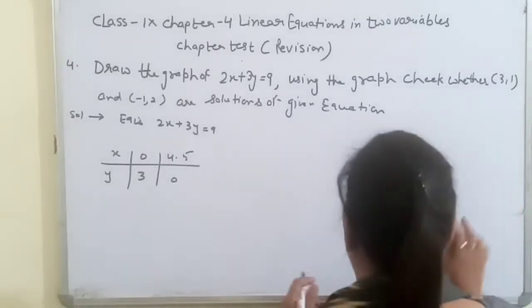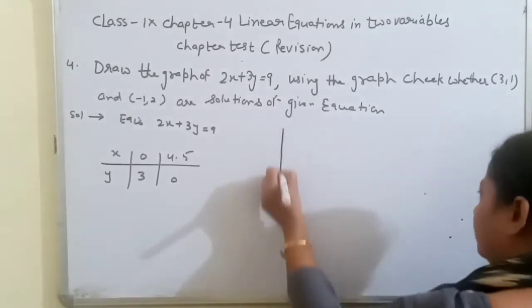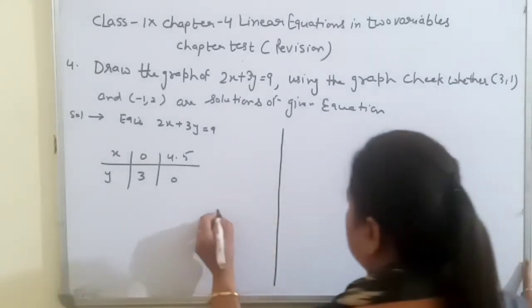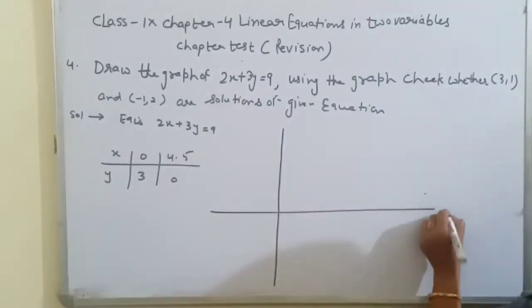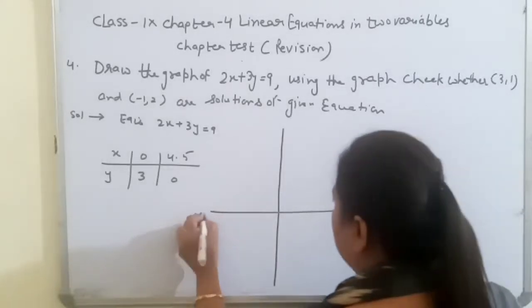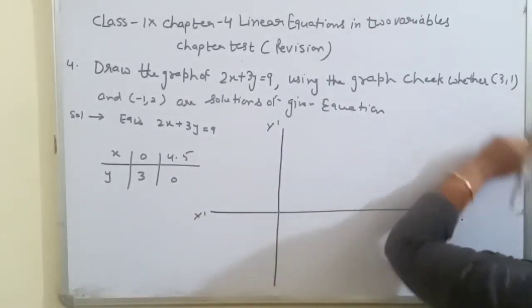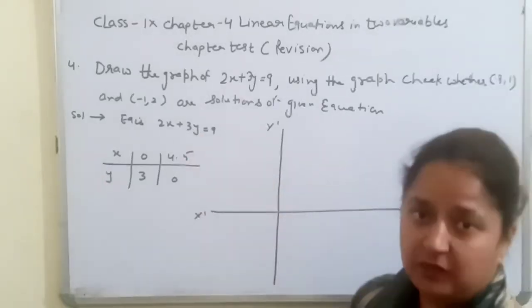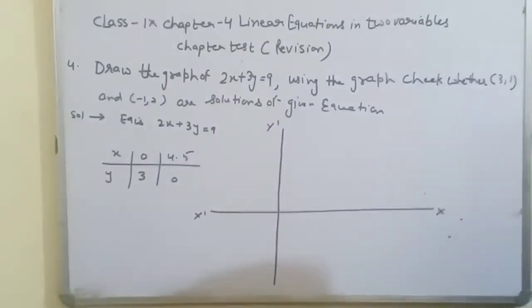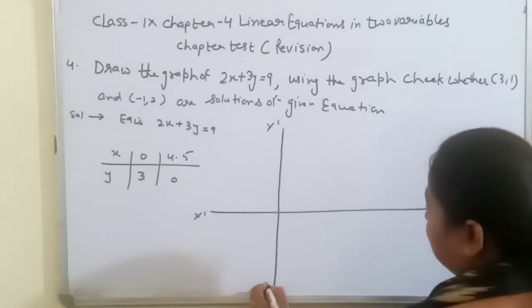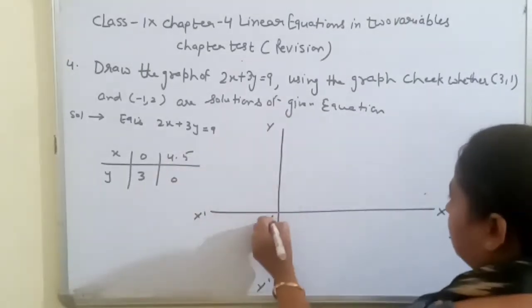Now let's draw the graph for this equation. Students, you have to take a graph sheet and draw this Cartesian plane, because on a simple sheet we can't get the exact solution. We can't check exactly whether (3, 1) and (minus 1, 2) are solutions of the given equation or not, but on the graph sheet we can easily check.